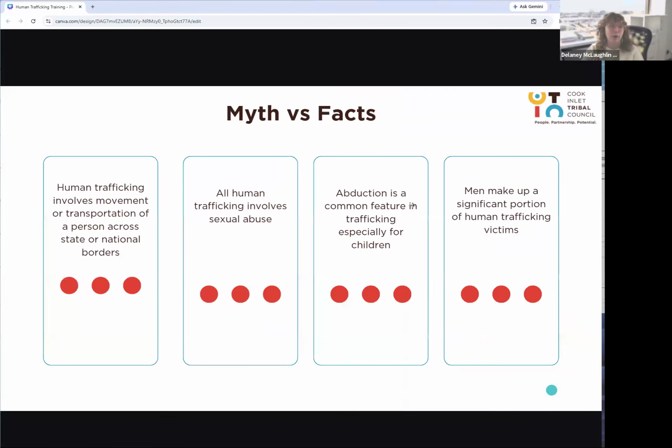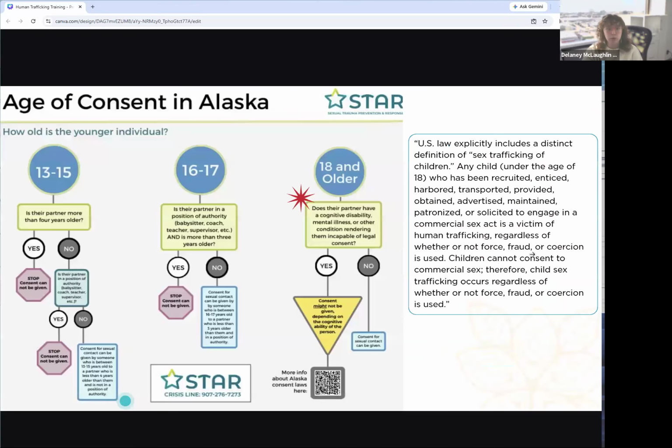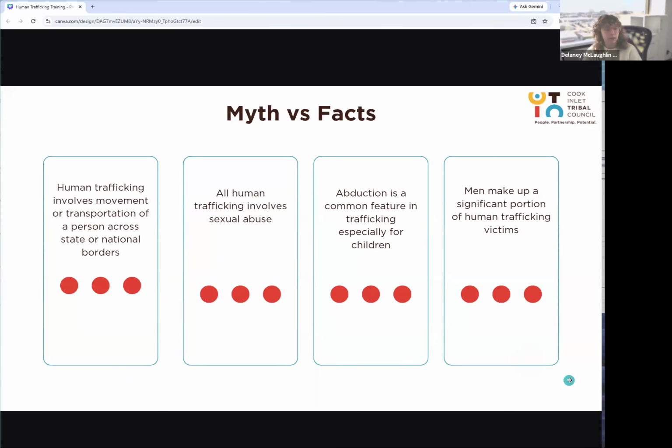Okay, so human trafficking involves the movement or transportation of a person across state and national borders. So this is a myth. That is a myth.